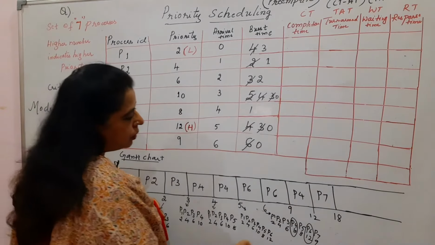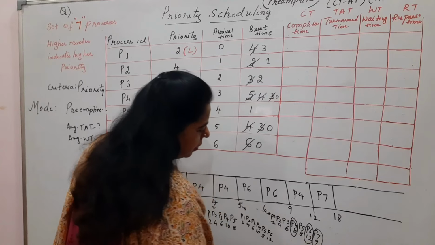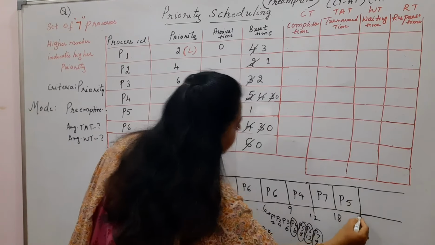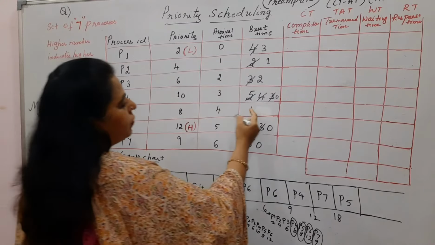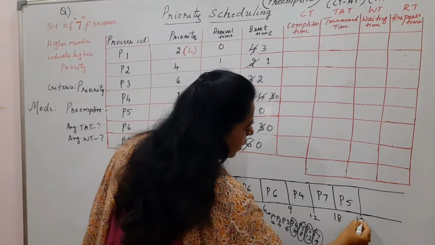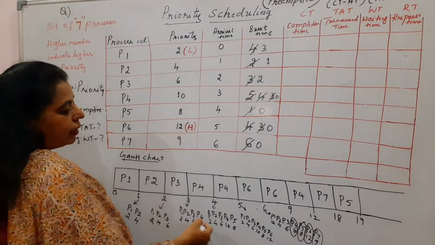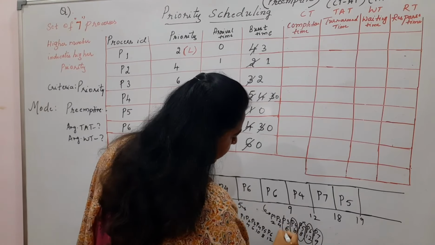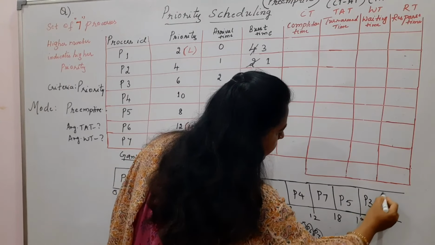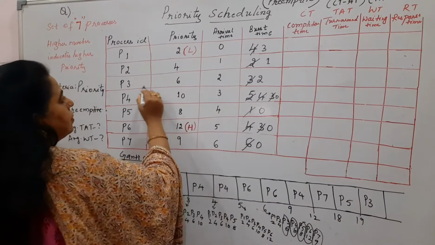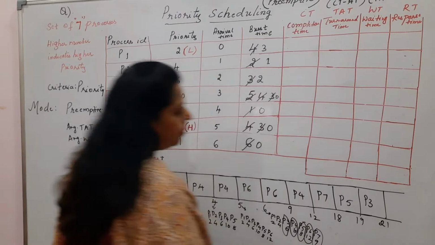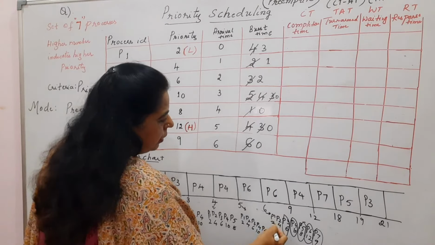So you have completed even P7. Then comes P5. P5's remaining burst time is only 1 unit, so it will end its job at 19. Then P5 is also over. Next, only 3 processes are left. The turn is of P3 now. P3's burst time is 2, so it will end its job at 21. Then comes P2.